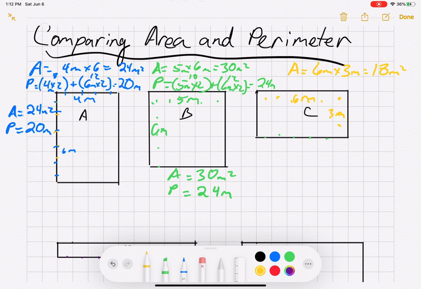It's 18 meters squared. The perimeter is 6 meters times 2, okay, that is 12, plus 3 meters times 2. So I guess you guys are figuring out why I was making you write things out in that format. And that's 6. So 12 plus 6 equals 18 meters. So the area for this one equals 18 meters squared, and the perimeter equals 18 meters.